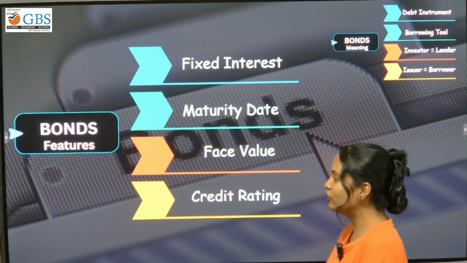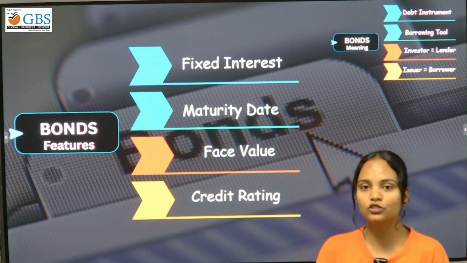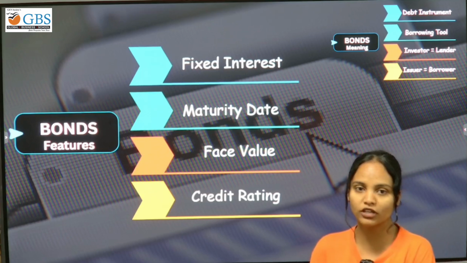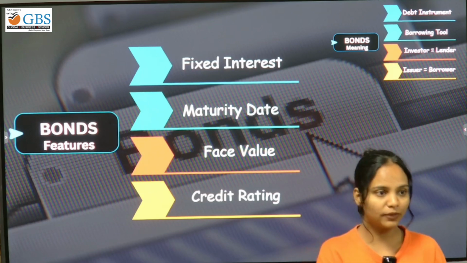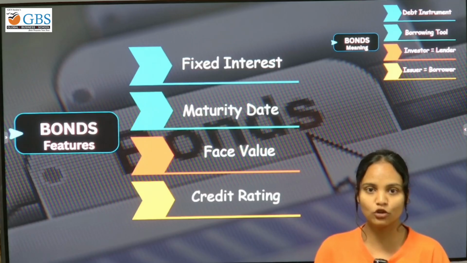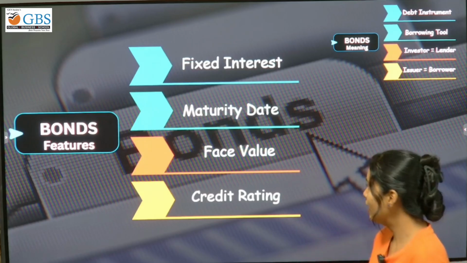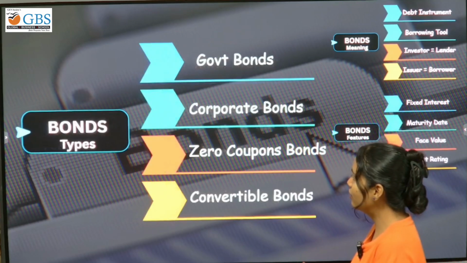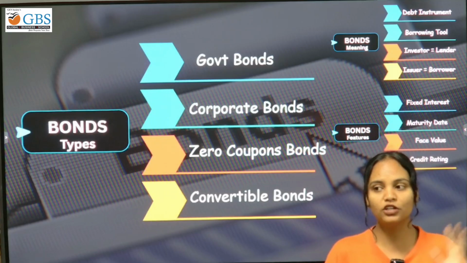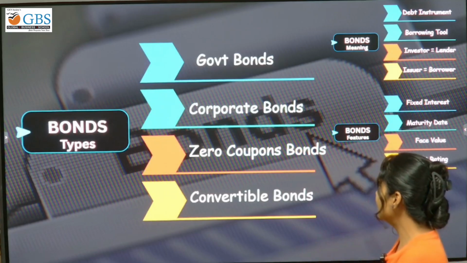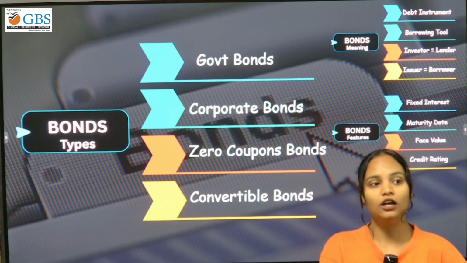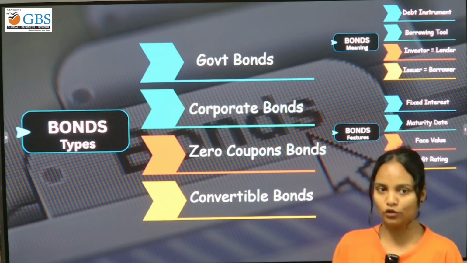And comes the credit rating. It is nothing but a financial institution stating the creditworthiness of the company, which is useful for investors, as they'll understand the financial stability of the company before investing. And then comes the bond types. The first one is government bonds. The government issues the bonds to the public, and for corporate bonds, the companies or corporate societies issue the bonds to the public.